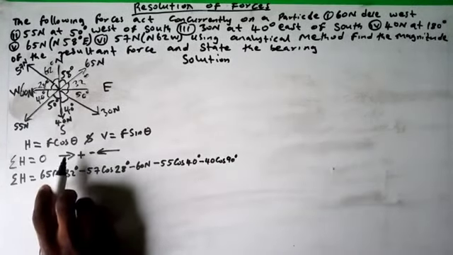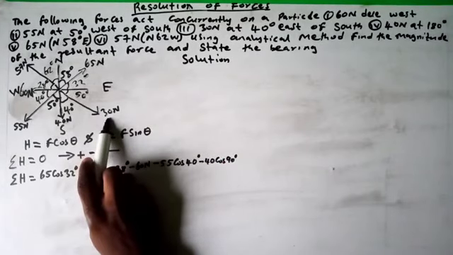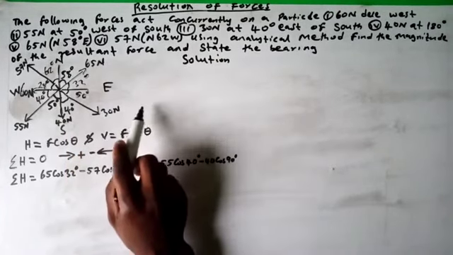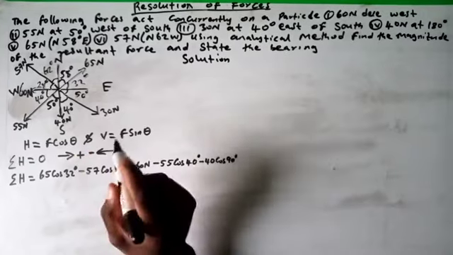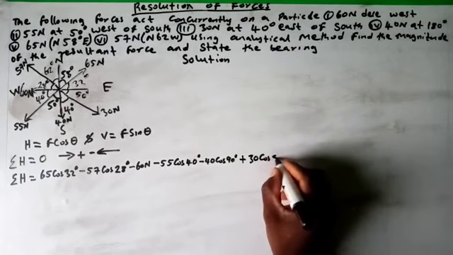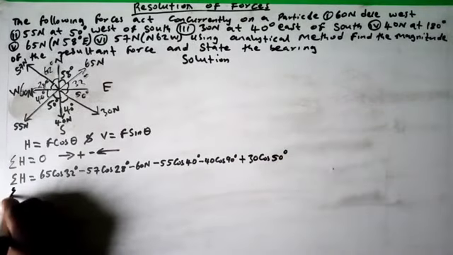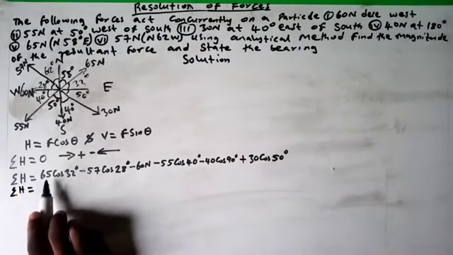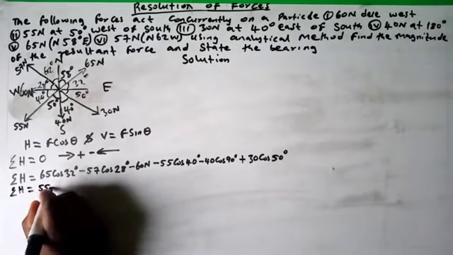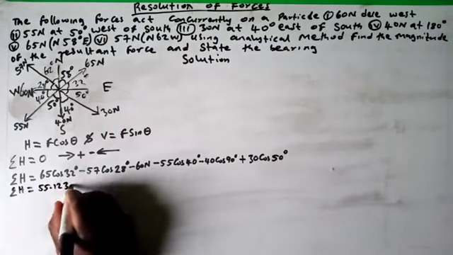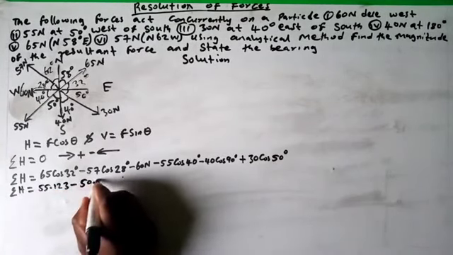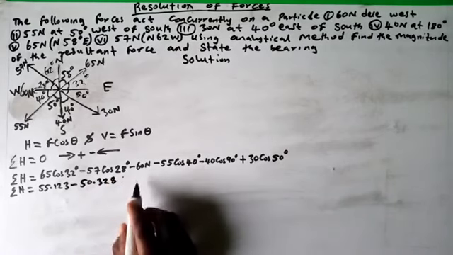The next force is 30 Newton. If we close this angle, the arrow points towards the positive direction. Therefore, this 30 Newton is positive. We now have plus 30 cos 50 degrees. Therefore, our summation of H will now be equal to 65 cos 32, which is 55.123, minus 57 cos 28, which is 50.328, minus 60.